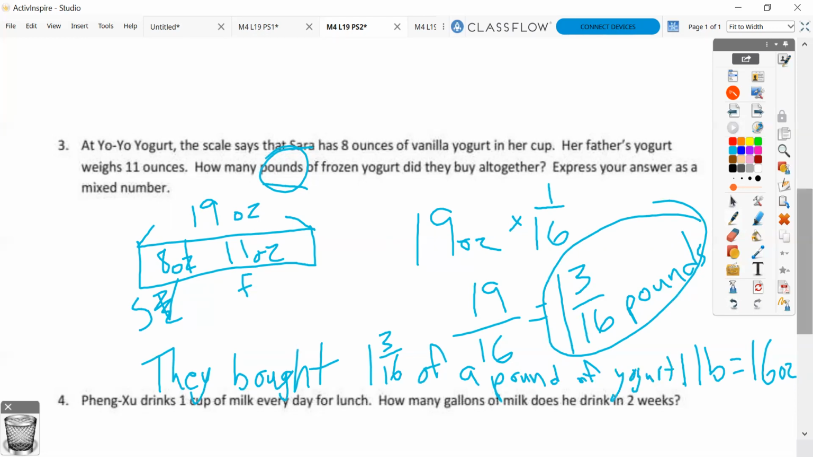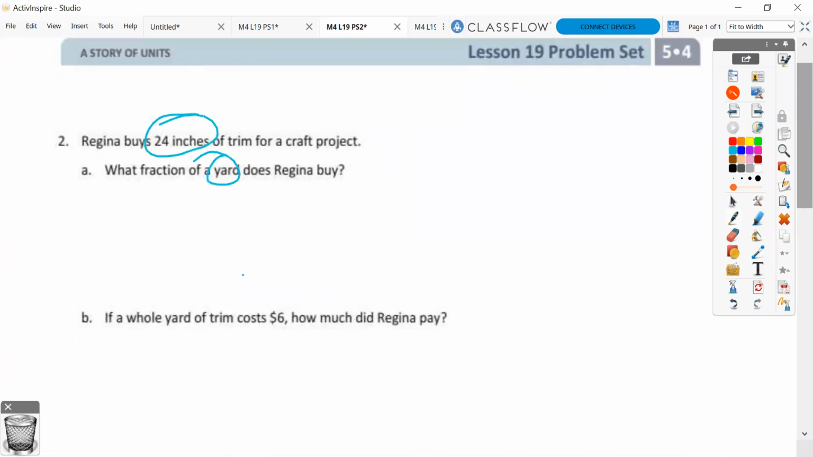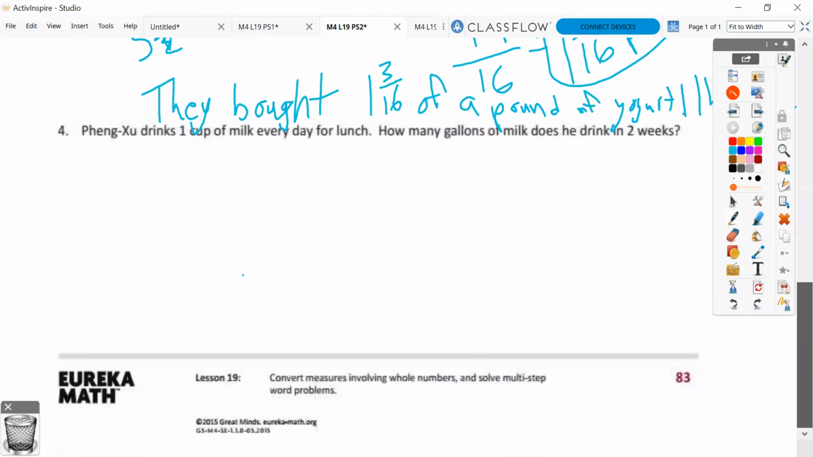All right, that's today's lesson. If you want to challenge yourself, you can try these. It looks like it's going from inches to yards. So 1 yard is equal to 12 inches. If you'd like to try that. And then it's asking how much you got paid. And then down here, it's cups to gallons.